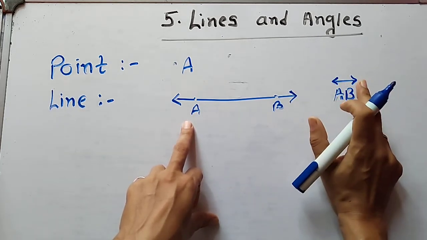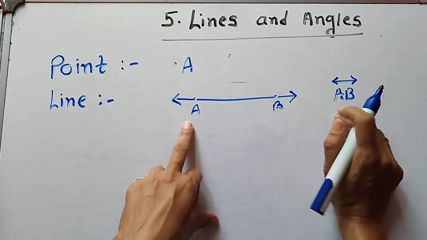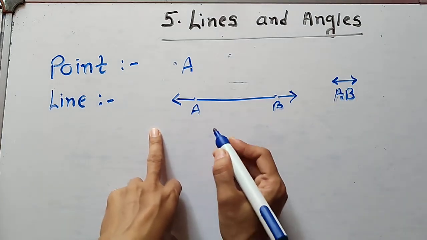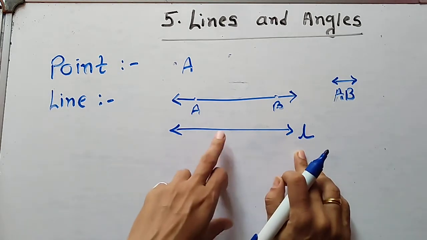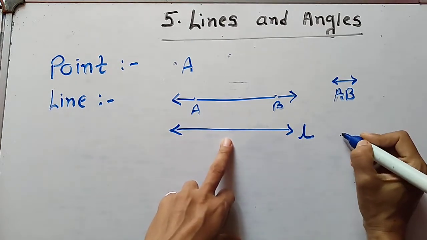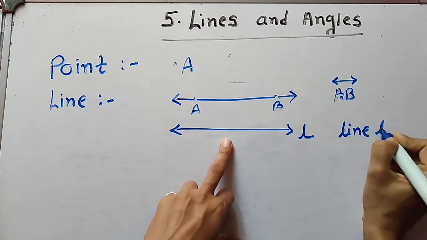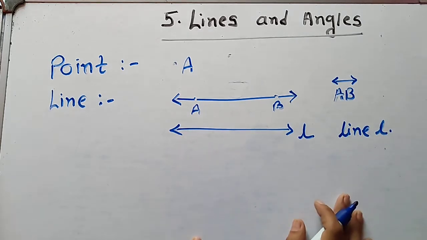And here the symbol of a line is this type. Line AB, or otherwise you can use a small letter to represent the line, like line L or line M. Okay, this is a line.